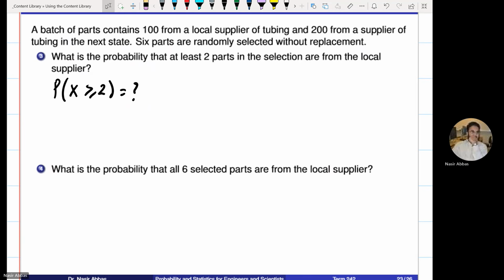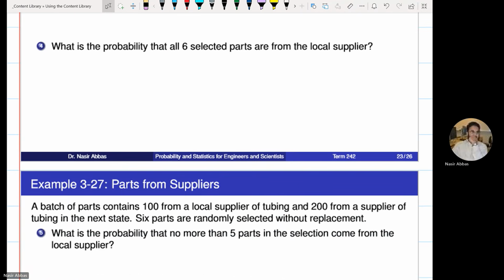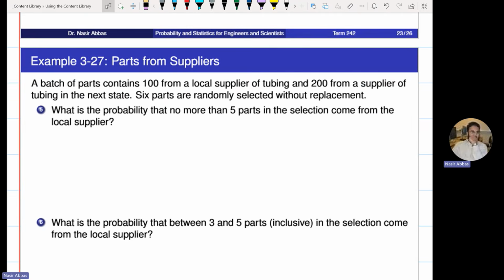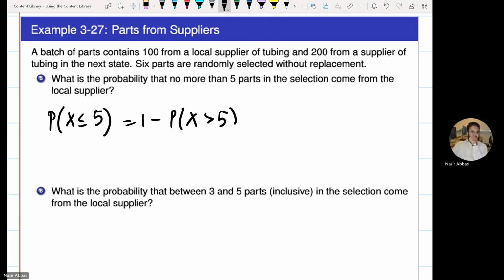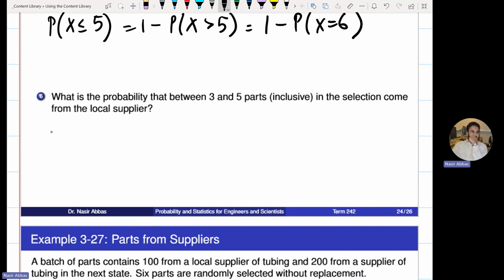Yes. None of them from the local supplier. What is the probability that all of them are from local? X equals 6, this will be 100 choose 6, 200 choose 0, over 300 choose 6. What is the probability of no more than 5 from the local supplier? No more than 5. Better to use complement. You already found probability of X equals 6. What is the probability between 3 and 5 from local supplier?